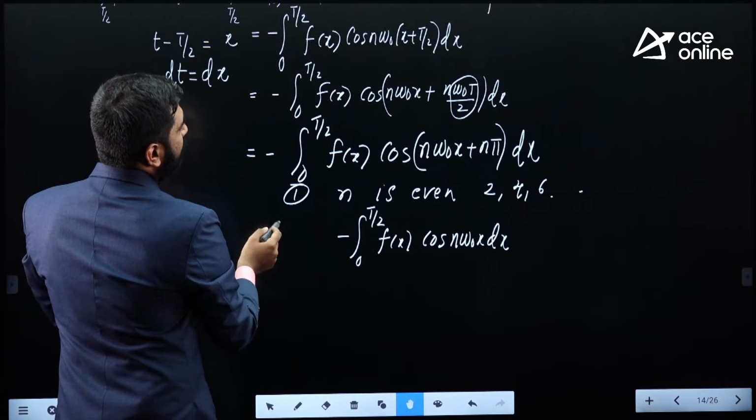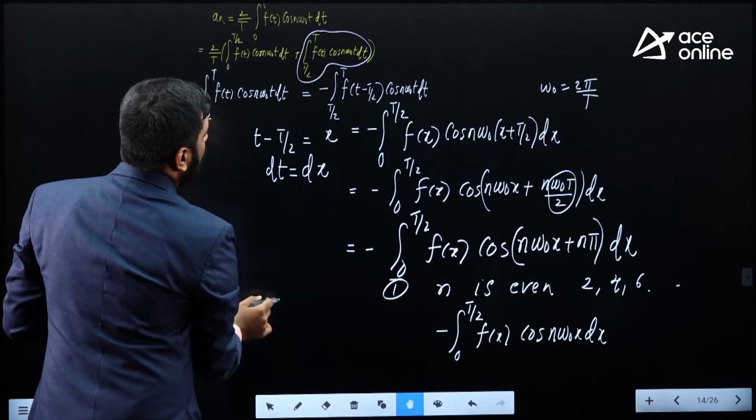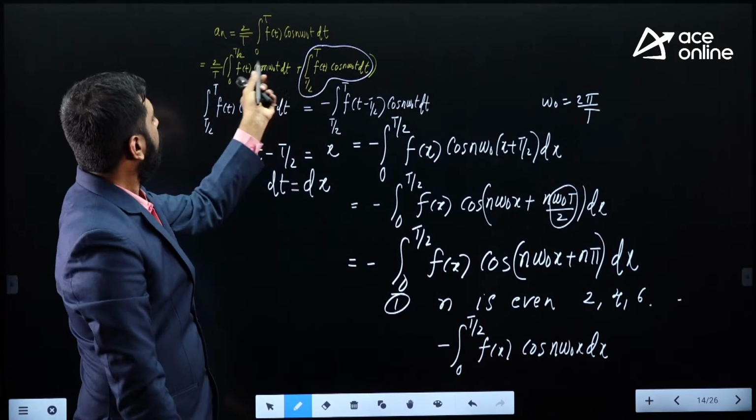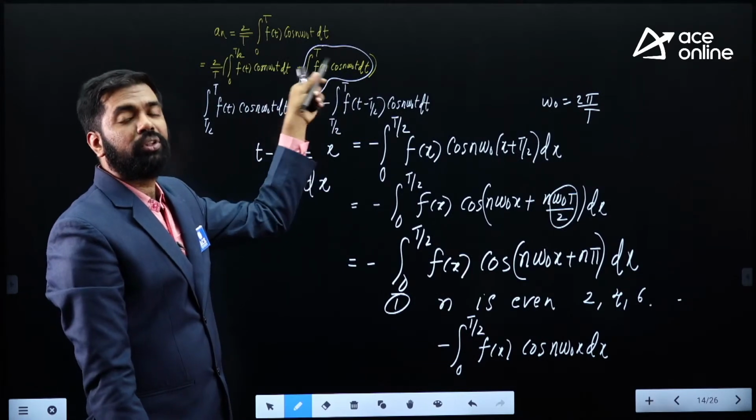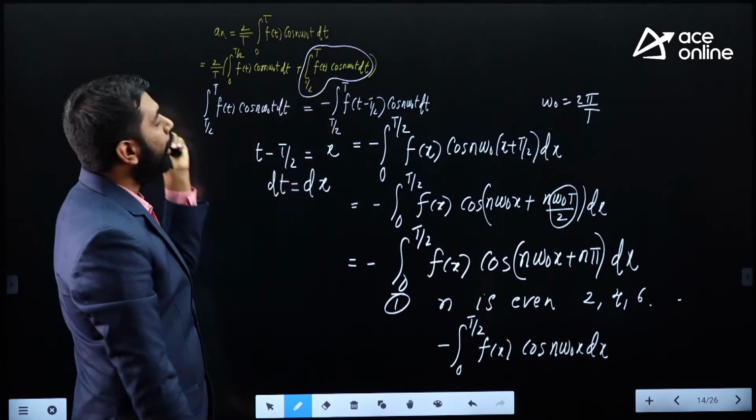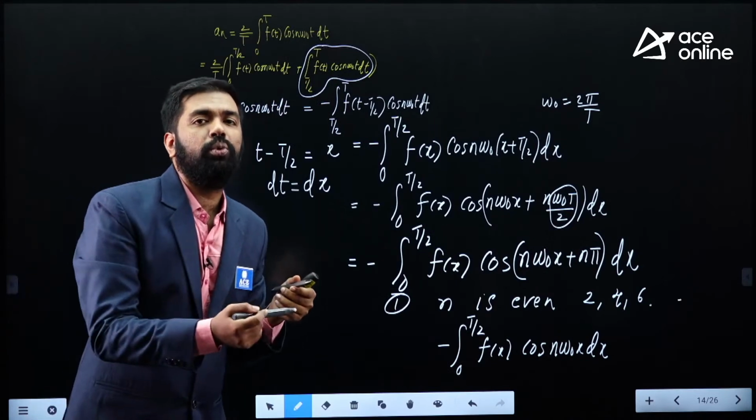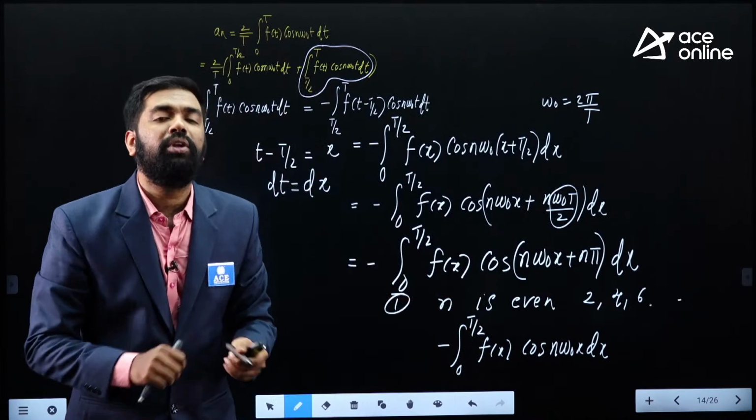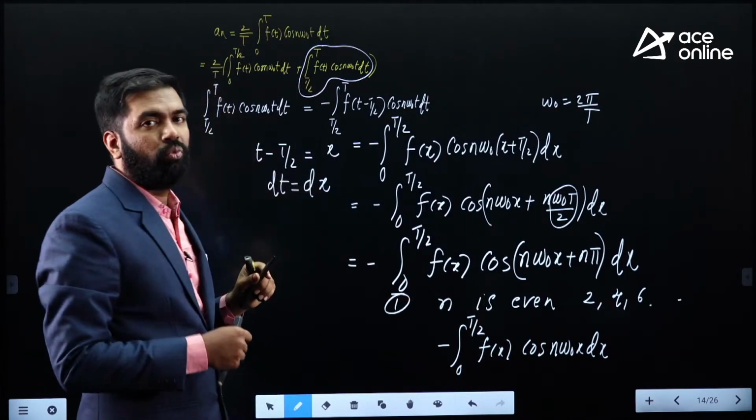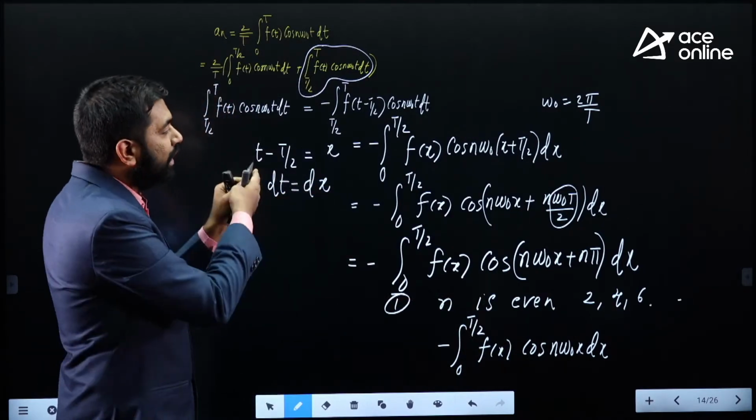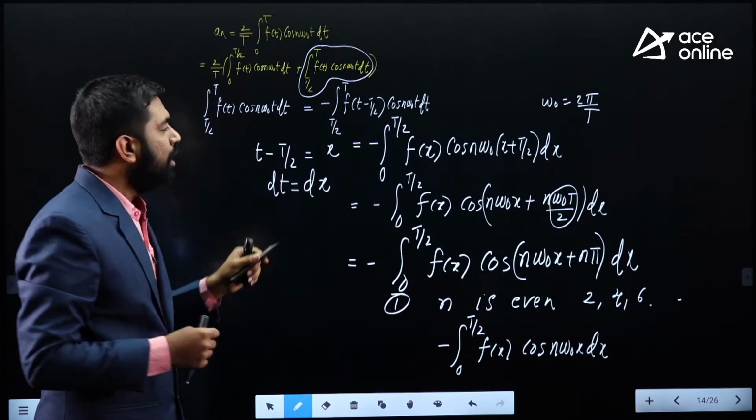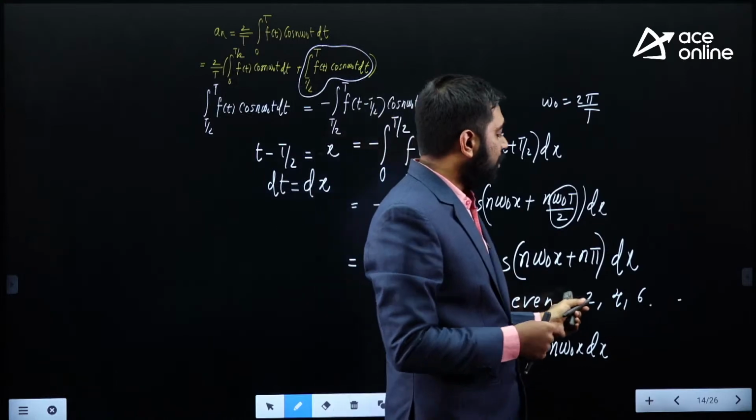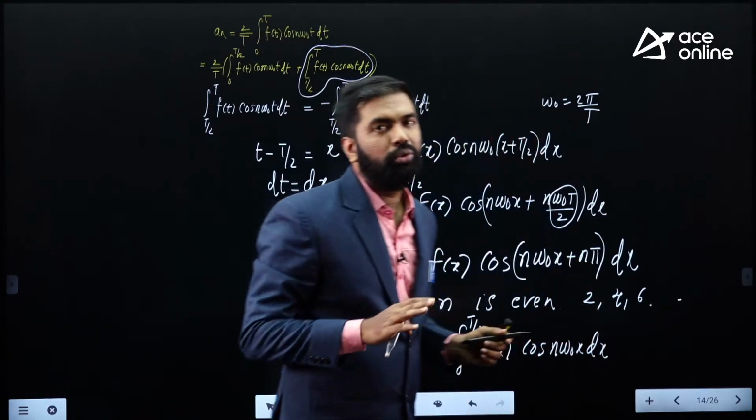If you substitute this in the place of this, they both cancel. That means the value of an will be 0 whenever n is even, meaning there are no even harmonics in this discussion. What will happen for sine? For sine also the same calculations. Instead of cos, you will have sine, the same observations. So when n is even, the sine even harmonics will also vanish.